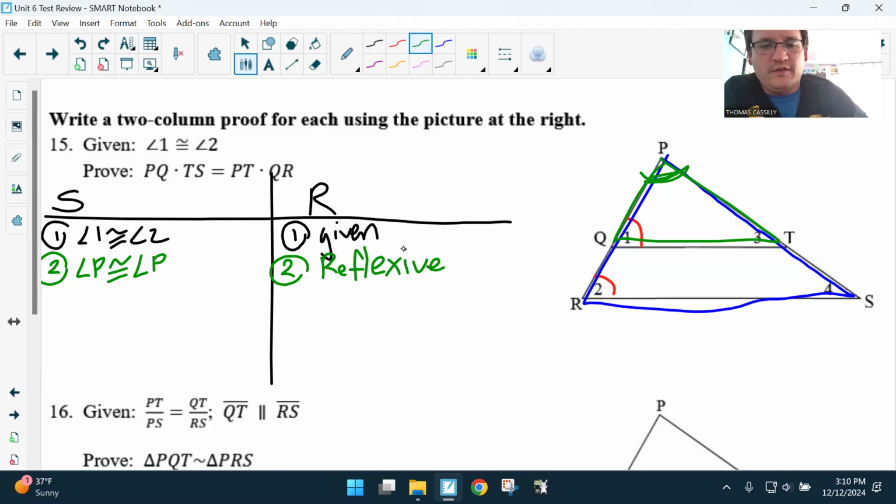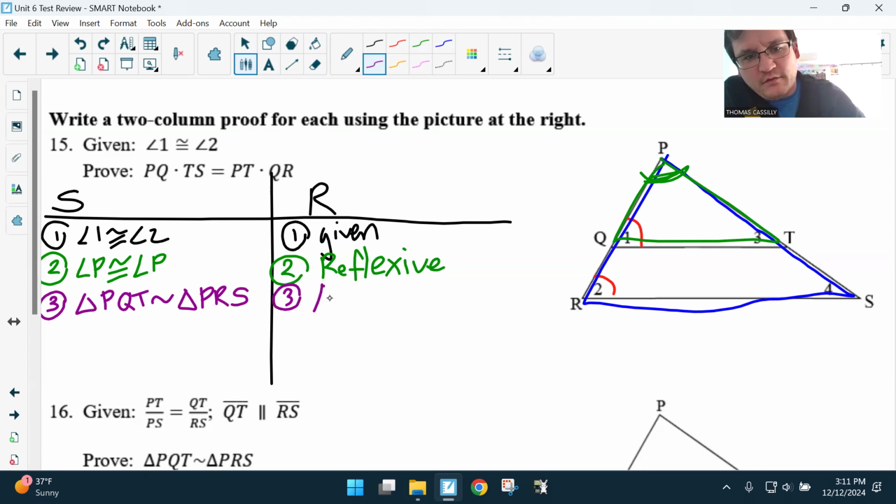Well, now look at these two triangles. They both have two congruent corresponding angles. What does that tell us? That tells us, oh, well, since they have two congruent angles, that tells us that triangle PQT is similar to triangle PRS. And why do we know that? We know that by the angle similarity theorem.